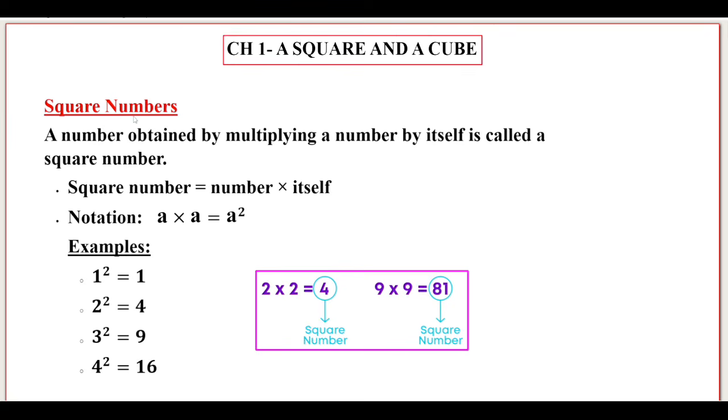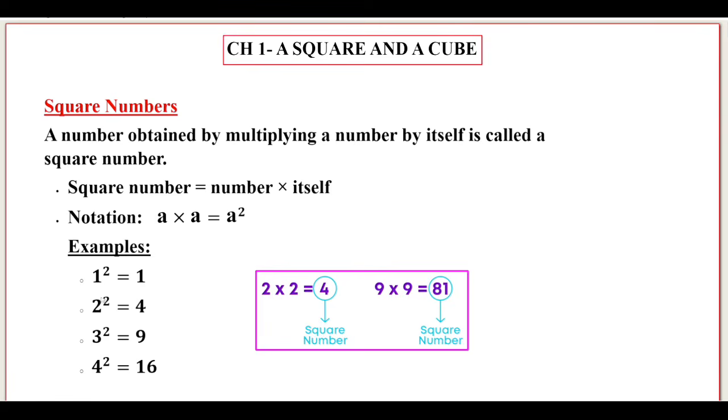What do you mean by square numbers? A number obtained by multiplying a number by itself is called a square number. For example, if a is multiplied by itself, a times a is a square. It's a square number. For example, 1 square, 1 into 1, 1.